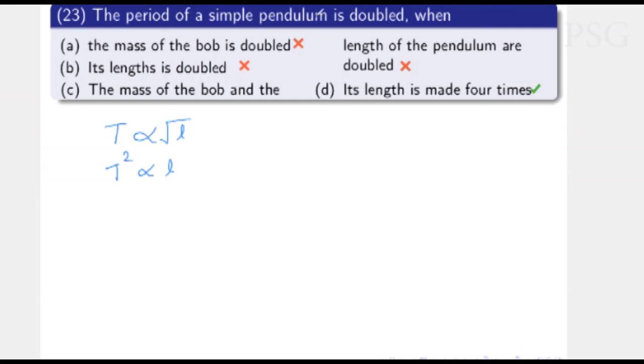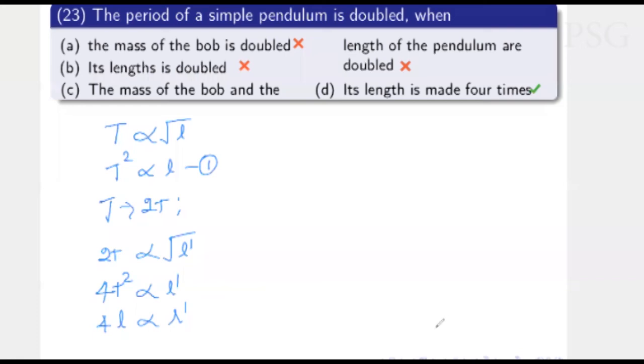But they are saying period is doubled. So let us say T changes to 2T. Therefore, new period 2T is proportional to some unknown length, say L prime. Square on both sides to get 4T squared is proportional to L prime. But what is T squared from this equation 1? T squared is proportional to L. So you can say 4L is proportional to L prime, or you can also say that length is increased 4 times.